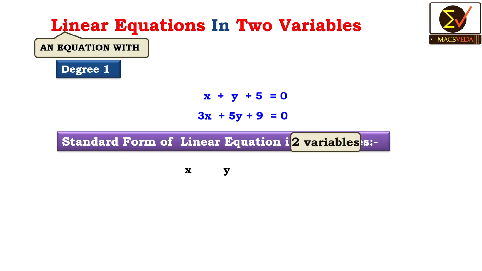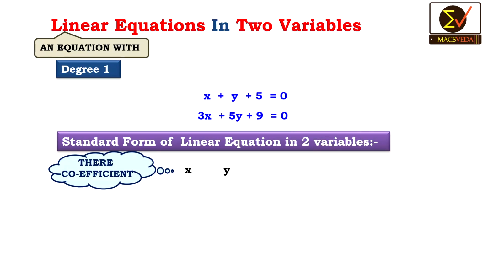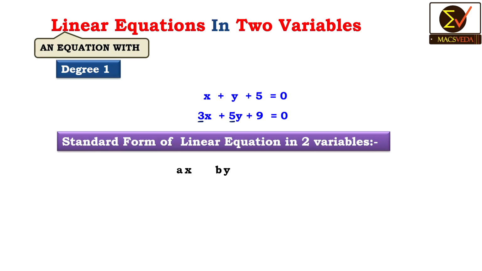First of all we should have two variables, and for the variables we should have coefficients. So we are writing the standard form, with standard coefficients like a, b. Now you can create some other constant c and create an expression on the left side, and on the right side you can keep it 0 and equate them. So this is the standard form of a linear equation in two variables.